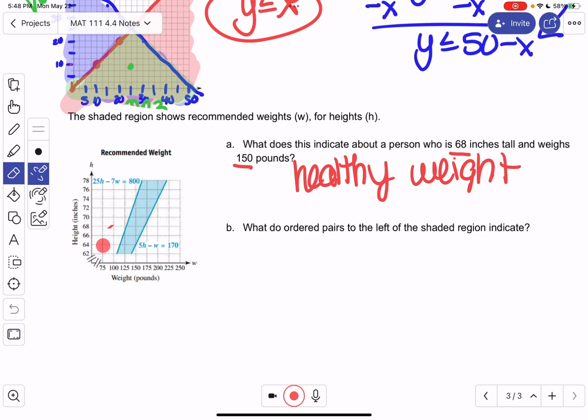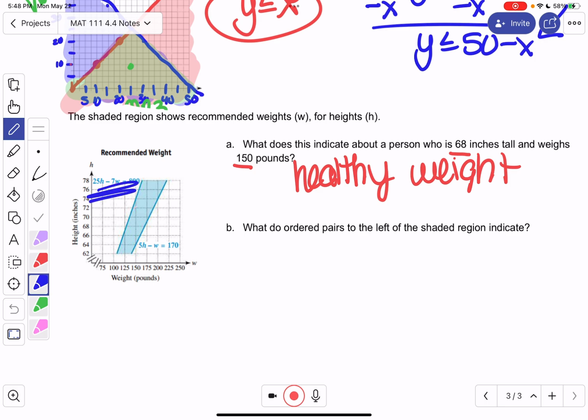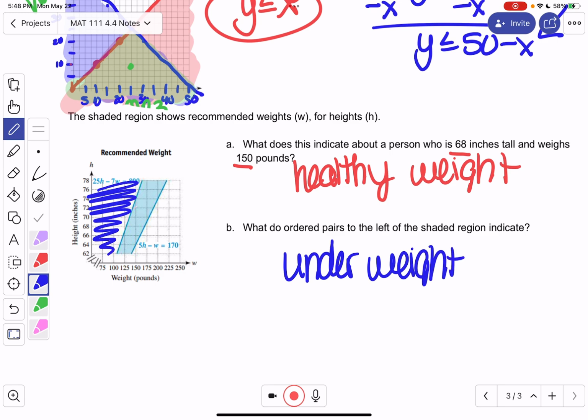Now, the other question, what do ordered pairs to the left of the shaded region indicate? So this is the left. So our weights are smaller. So that means, according to this chart, the people that fall in that category would be underweight. That's just how to read a system the way it's written.